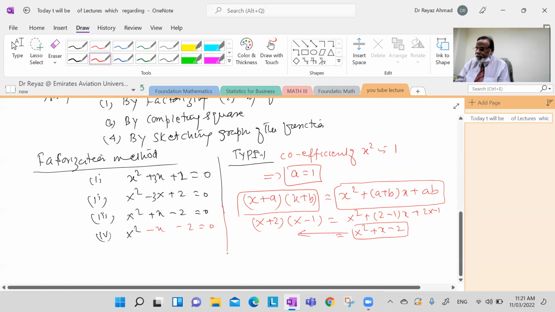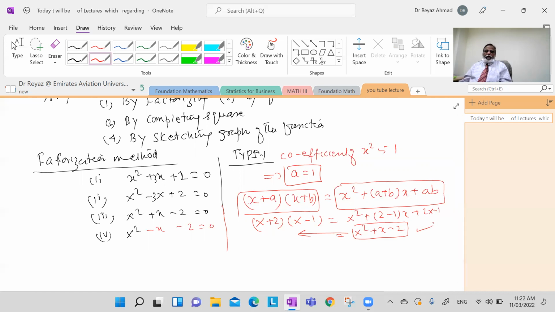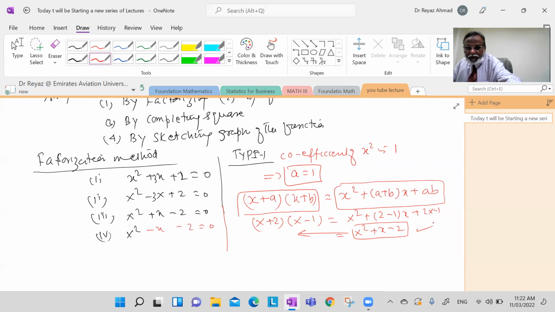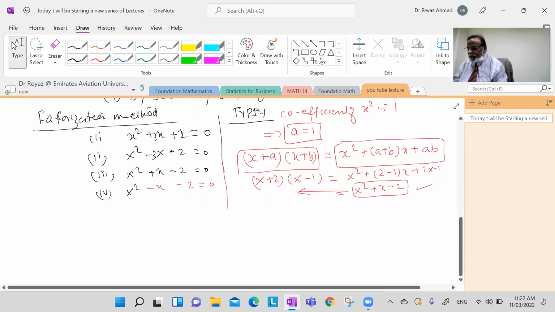This is my target. So in order to go from here to here, I first understand how this can be multiplied to give me this one. So actually my factorization question is what are the two linear factors which when multiplied together give me this expression? So factorization is finding the two linear factors which when multiplied together give me this quadratic expression. This is the idea of what we say is the factorization of a quadratic expression. Okay.